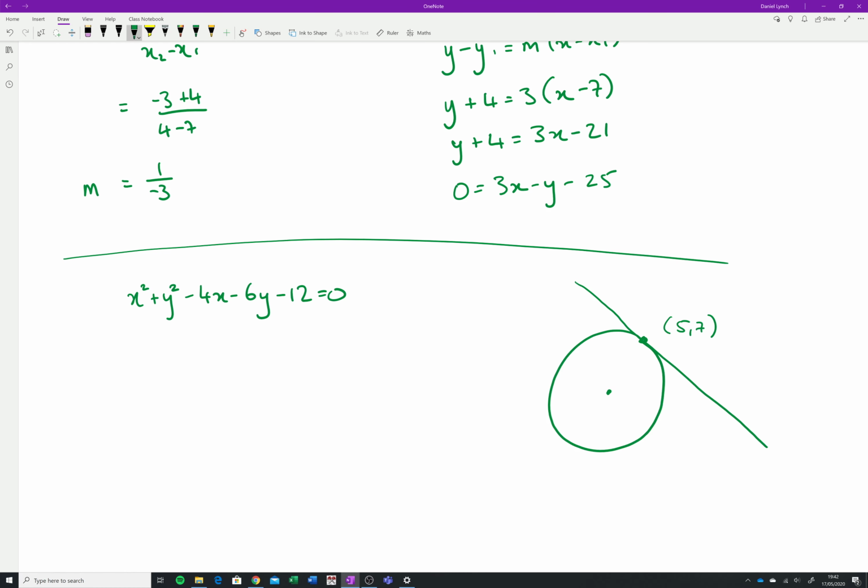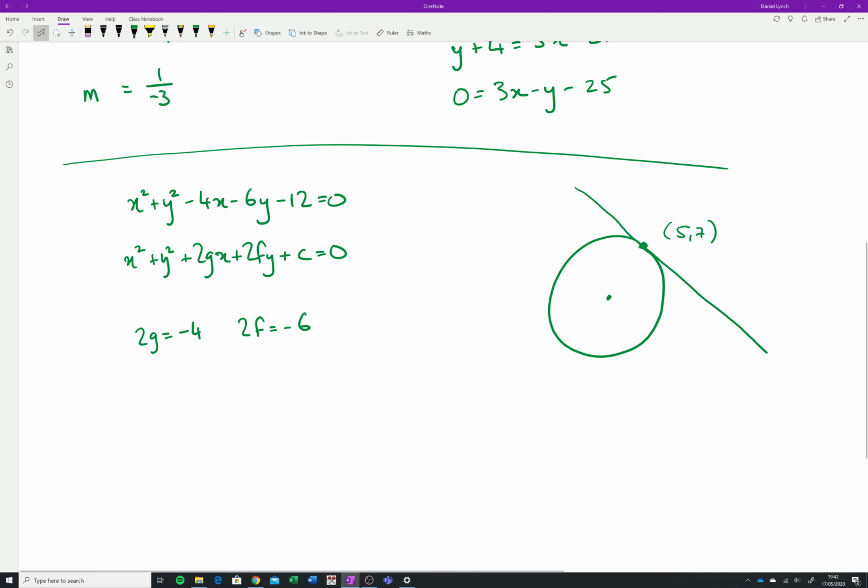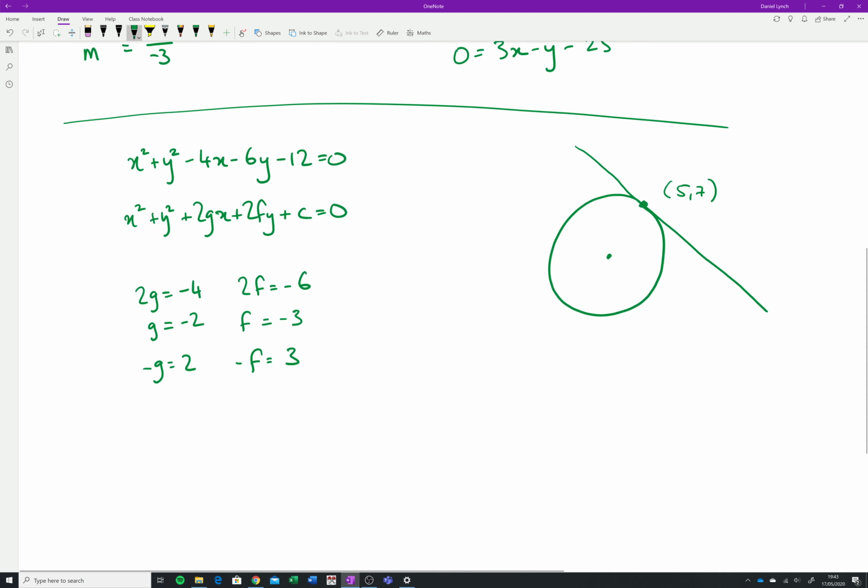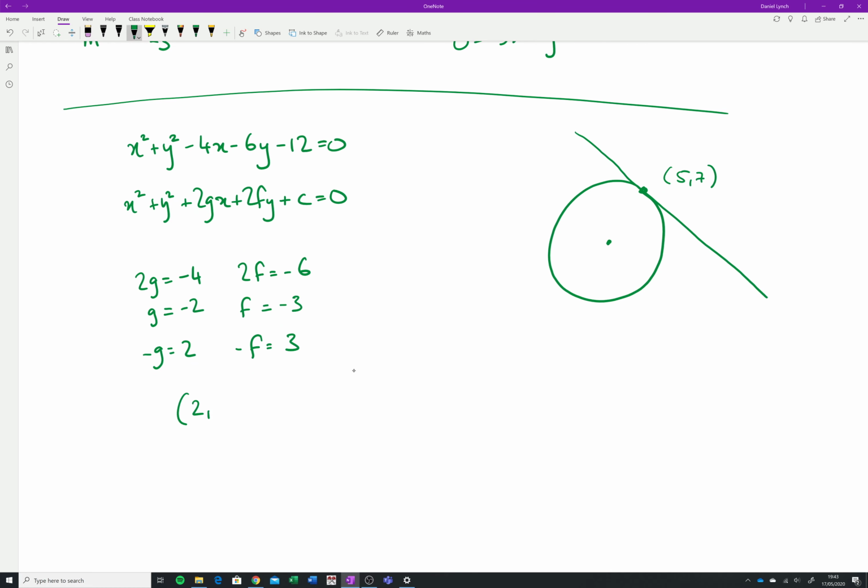Okay, what we need to do is we need to get the center there. Remember, it goes x squared plus y squared plus 2gx plus 2fy plus c equals 0. So in this case, 2g is minus 4, 2f is minus 6, and remember the center is minus g, minus f. So g is minus 2, f is minus 3, and minus g is positive 2, minus f is positive 3. So we now have our center, 2, 3.